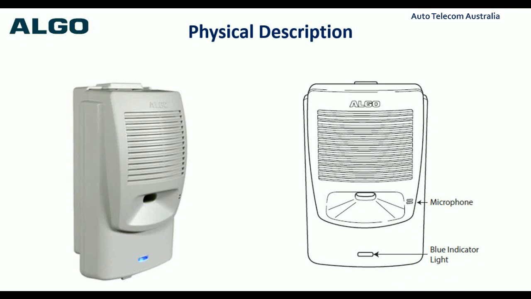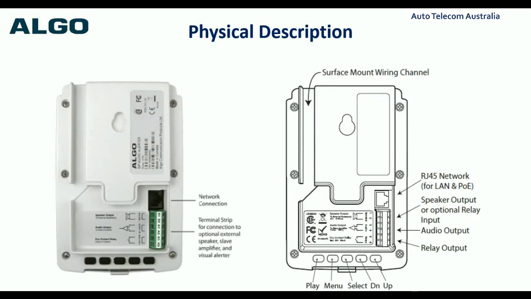The blue light indicator down the bottom here tells you the status of the system, what's happening with it, and you can also program it to be a message waiting light if you so wish. For example, if there's a message in the office for somebody, it'll sit there flashing blue. So again, just another little trick you can use with the units.